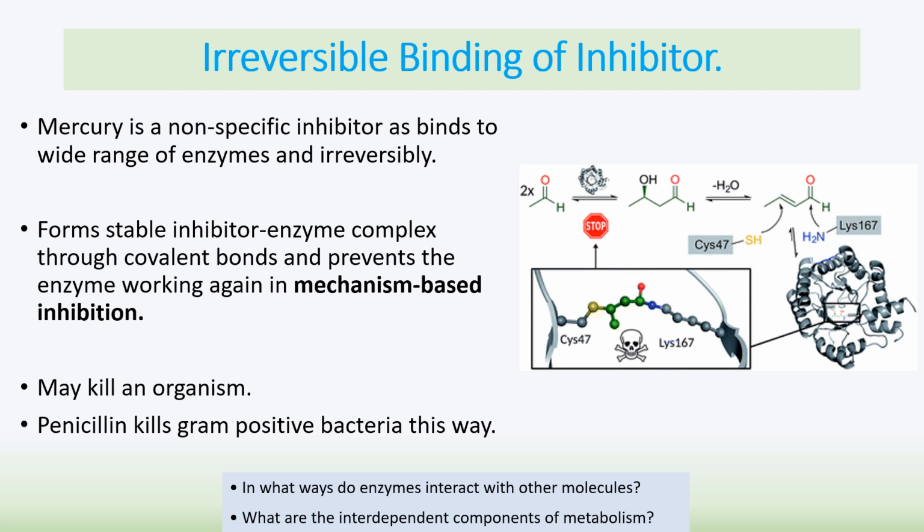To finish, you need to know there is some irreversible binding of inhibitors. Mercury, which is a poison, is a non-specific inhibitor as it binds to a wide range of enzymes and is irreversible. It forms a stable inhibitor-enzyme complex through covalent bonds and prevents the enzyme from ever working again, in something called mechanism-based inhibition. It may kill the organism, and penicillin also works this way, killing gram-positive bacteria, which is why penicillin is useful to kill bacterial infections.